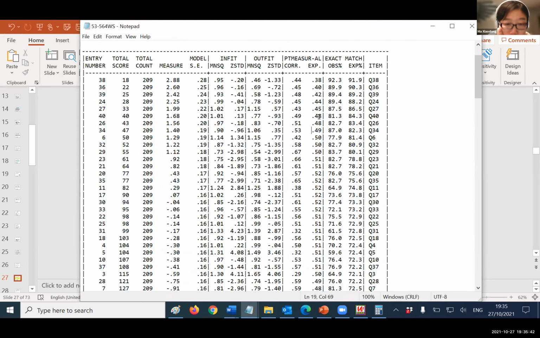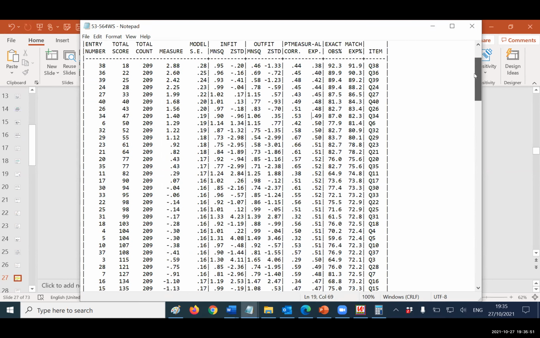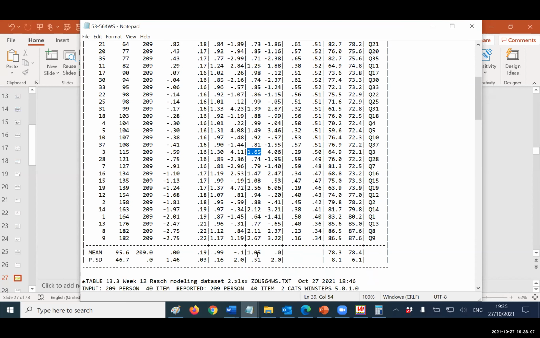No. Are you sure? Question 3. Question 3, okay. Because? Outfit is more than 1.5. Yes. 8 and 9. This one is a bit problematic. Which one? Sorry. 8 and 9. The last 8 and 2. Yes. Okay. 19 and 14 as well. He has a score of above 2.